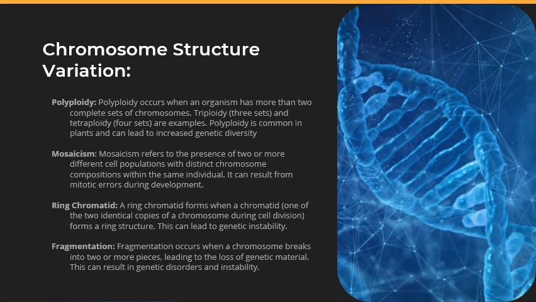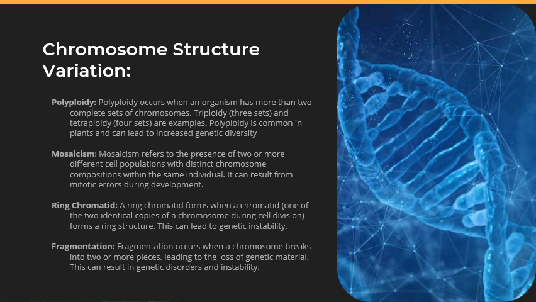Okay, so this is our last slide on chromosome structure variation. We'll go over 4 more: polyploidy, mosaicism, ring chromatids, and fragmentation. So, polyploidy by definition is a chromosomal abnormality characterized by having more than 2 complete sets of chromosomes within a cell. So you can also have triploidy or tetraploidy, and higher levels of ploidy can occur.